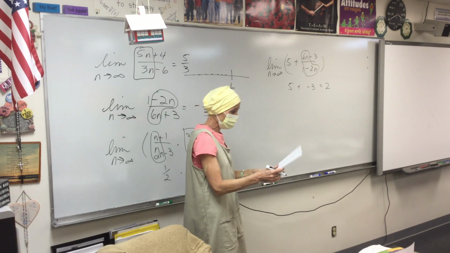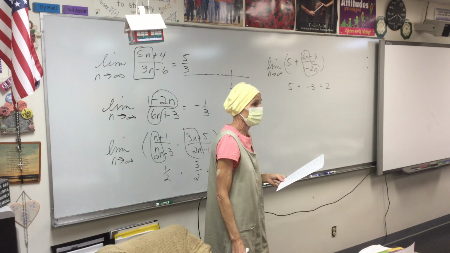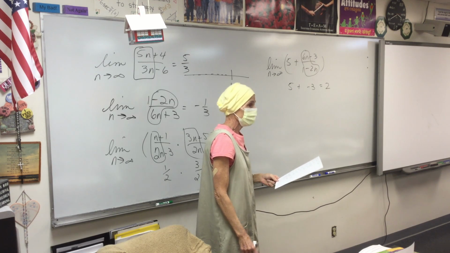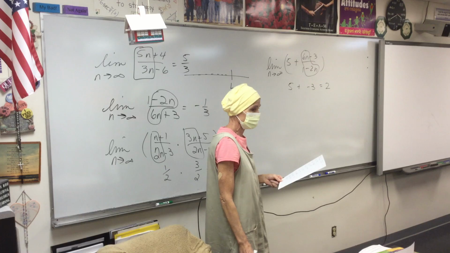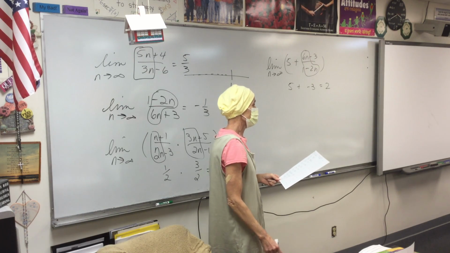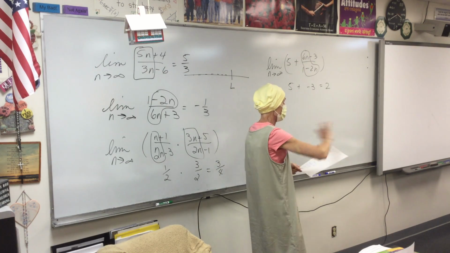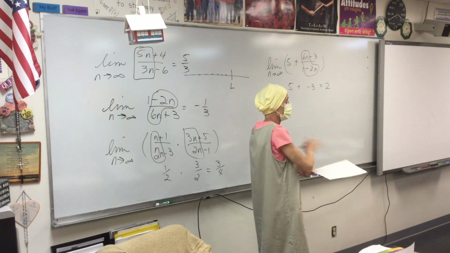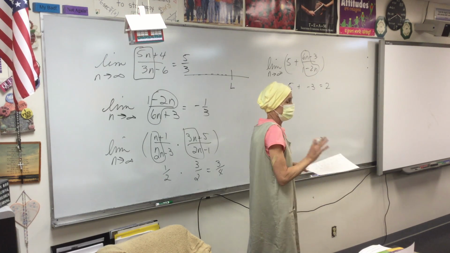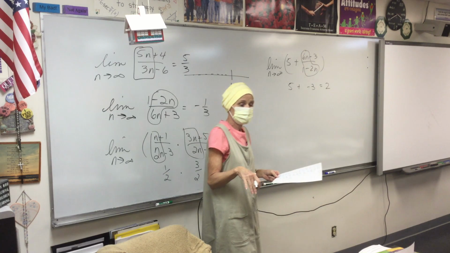Now look down at number 11. What's the answer to number 11? 18. The limit of a constant is just that constant. And when I say constant, I mean just a number. There's no n's anywhere in it. It's just the number. So the limit of 18 is 18.